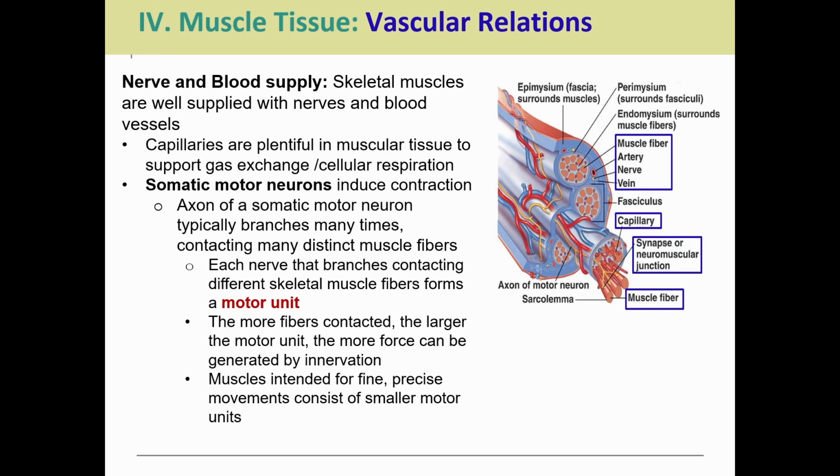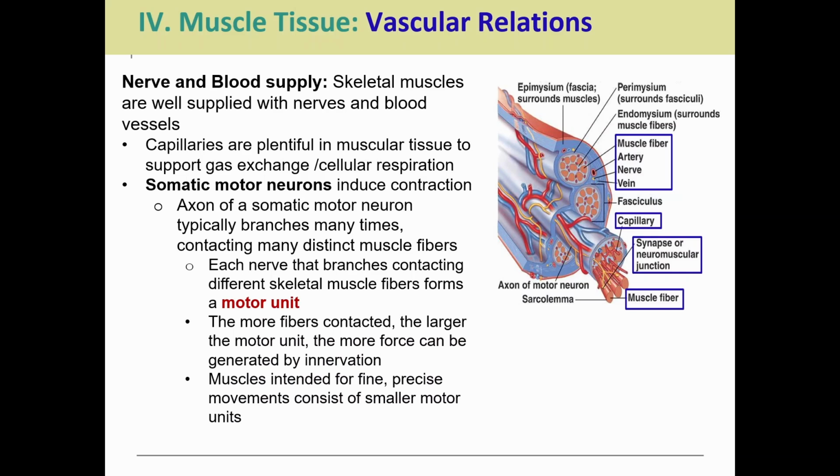In terms of the blood and nerve supply, these are well innervated and have a significant blood supply. So capillaries are everywhere because we need a lot of gas exchange. Because these are metabolically expensive cells, because they're using so much ATP. That means they're using a lot of nutrients. It means they're producing a lot of waste. A lot of cellular respiration goes on there, so we need a lot of capillaries to service that.